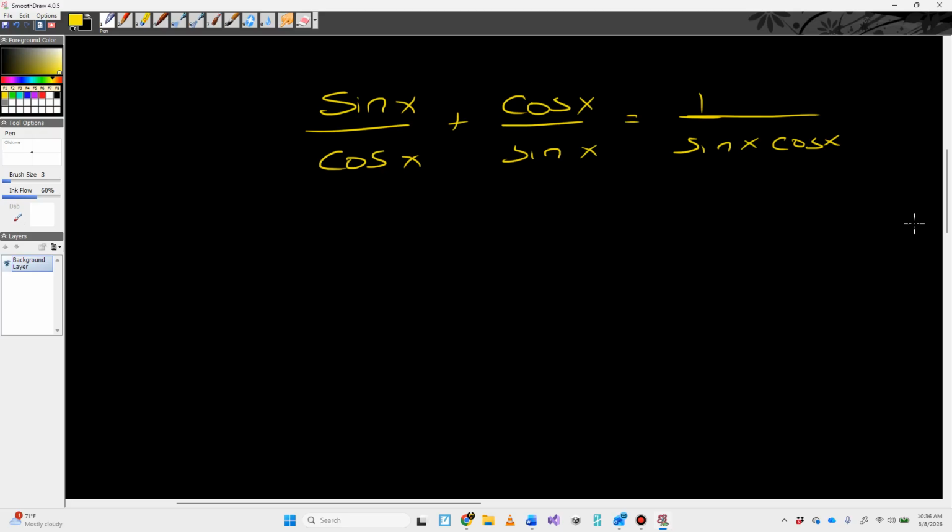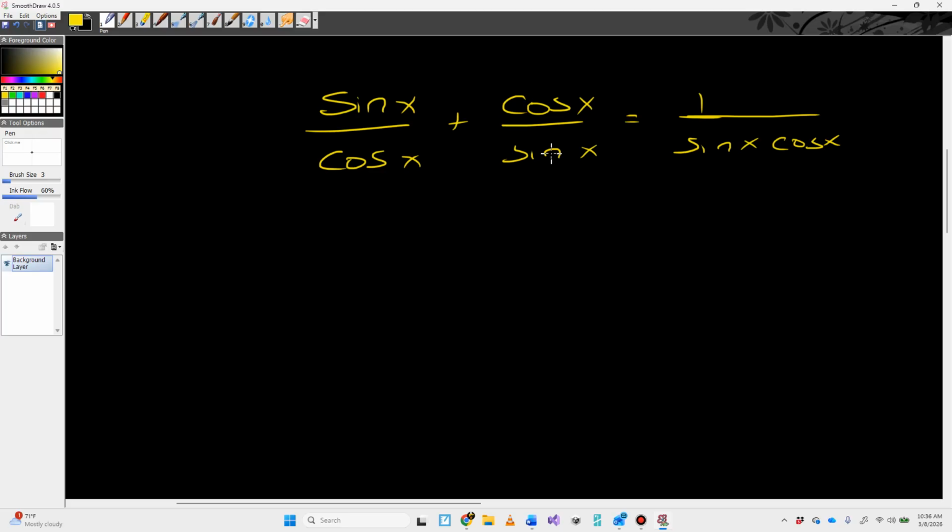So then what do I do? How do I add these two together? Well, I can't add them because cosine x and sine x are different denominators. I need to get it so that these are the same denominators. It's like adding 1/2 plus 1/3. I just can't do that. I've got to change the denominators 2 and 3 into something that are the same so that I can add them together properly. So what do I do?